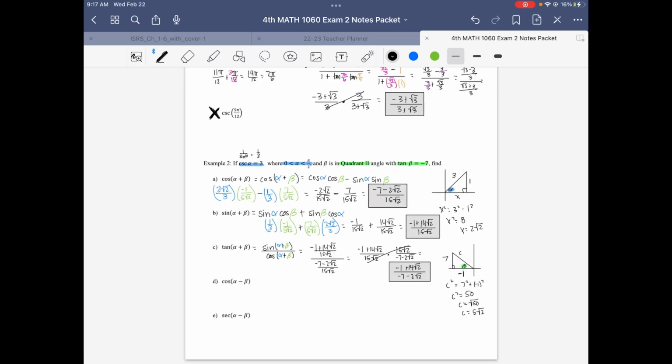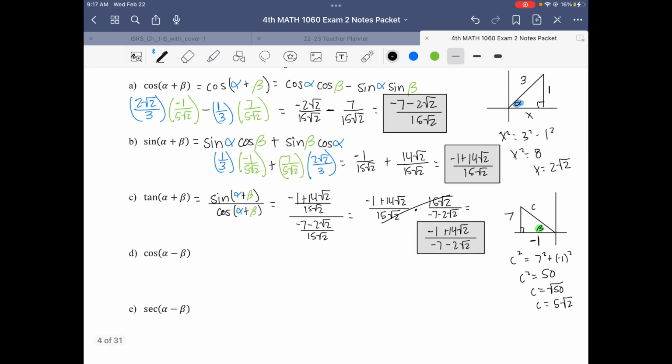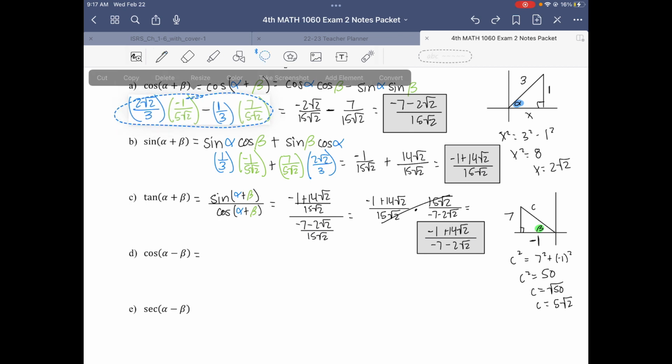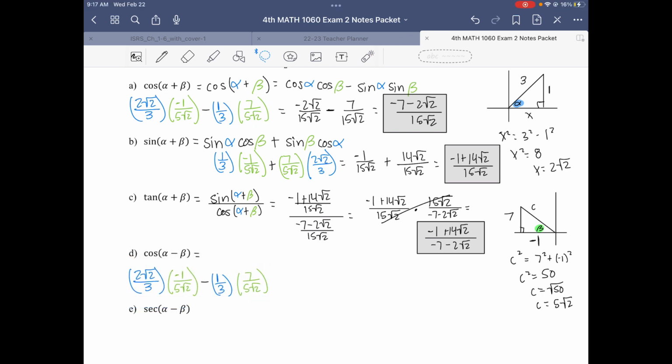Okay. Now, if they asked you to do the cosine with the subtraction, remember it would just change some signs. So this one would be, and I'm going to go straight to these because we already have these, right? So instead of being a minus in the middle, it's just going to be a plus, but it's going to be the exact same numbers. So I'm just going to copy this down. And all I'm going to have to do here then is change this to a plus.